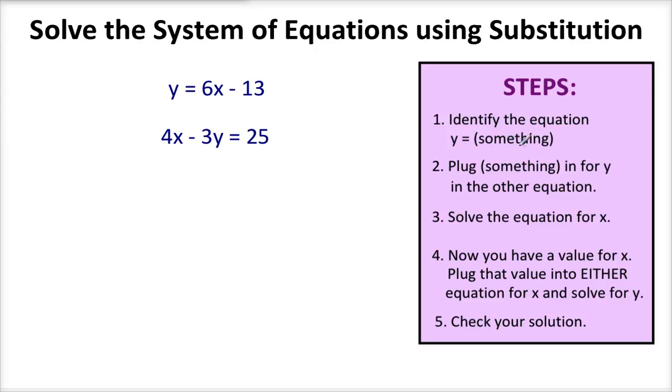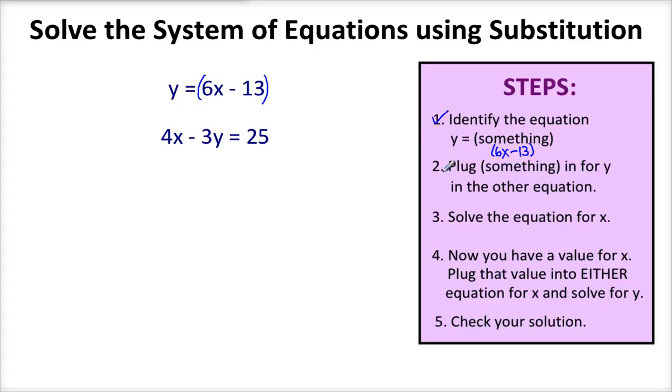So the first step is to identify the equation y equals something. Now, if you don't have an equation that looks like this, then you're going to have to make one of the equations look like that, or you'll want to use a different method. But looks like I have one that is y equals something. See, this one is y equals 6x minus 13. This 6x minus 13 is the something in parentheses. So I identified this because I can see that 6x minus 13 and y have the exact same value. They're equal to each other.